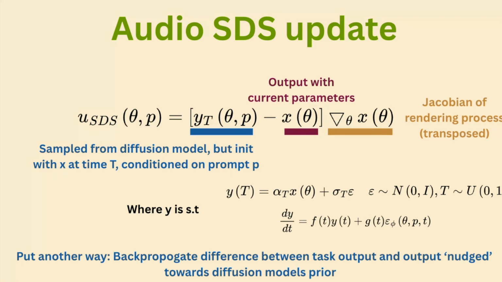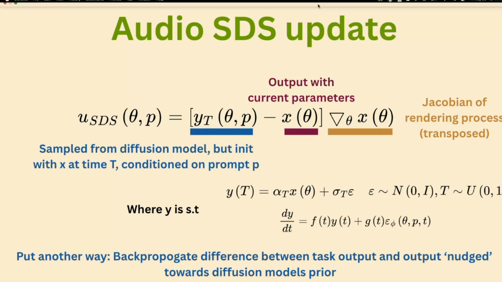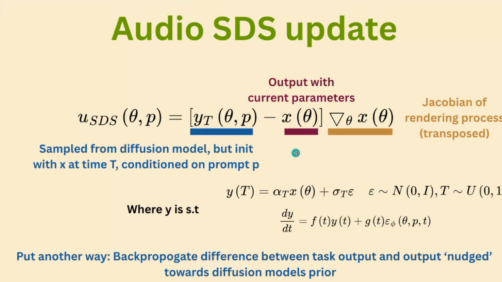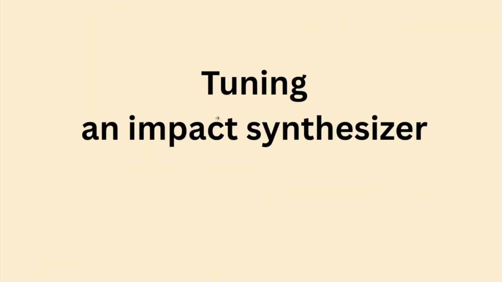If that's a little too much at once, again, the idea here is that we're trying to backpropagate the difference between the task output, so that would be this X theta, and the output nudged towards the diffusion model's prior. So it's the difference between what we have and what the diffusion model thinks we should want given that prompt. All right, it's a lot of symbols, so let's look at an example.